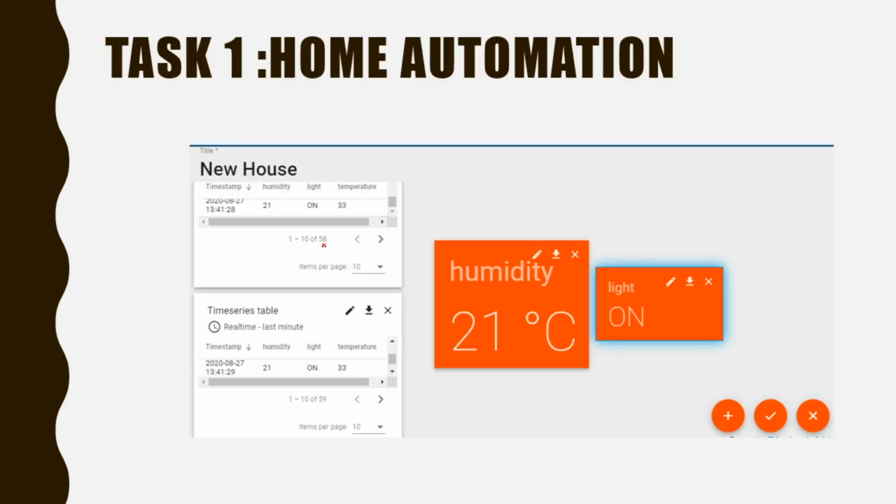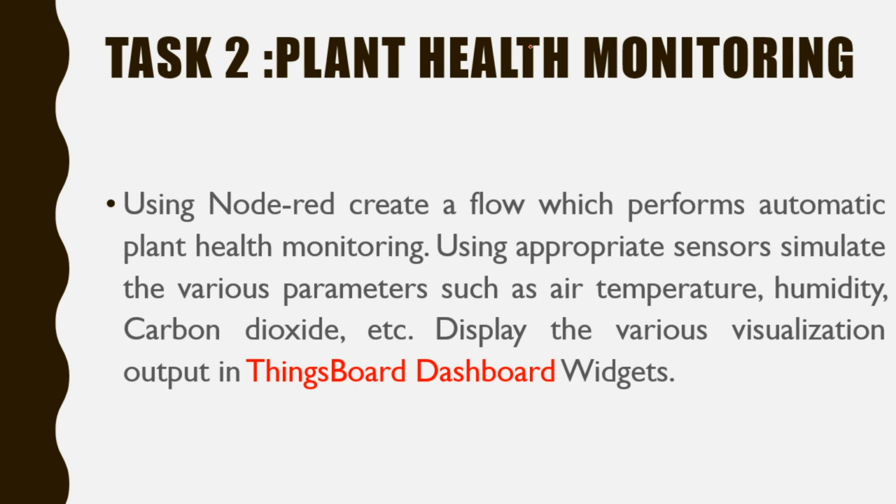Task 1 is to perform some home automation: try to display the humidity, whether the room lights are on or off, and whether the balcony window is open or closed. Any automation you can do using this, try to display the output in the ThingsBoard. Task 2 is to perform a plant health monitoring system.